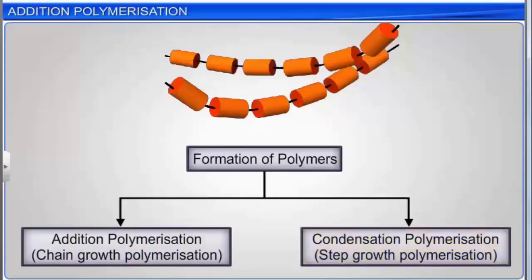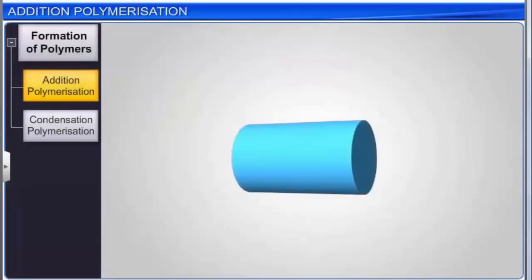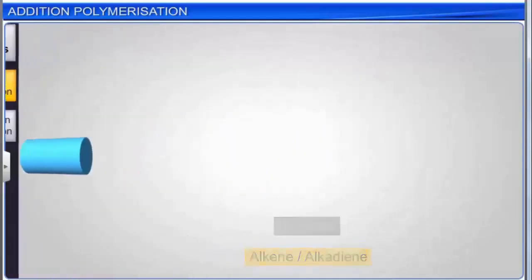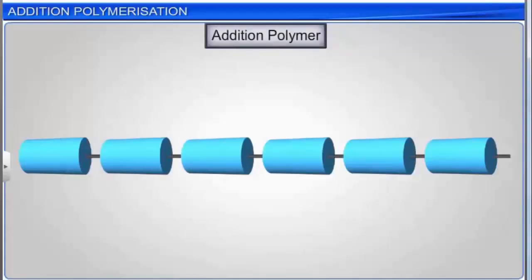Let's learn in detail about addition polymerization. In addition polymerization, the molecules of a monomer, such as an alkene or an alkadiene, add together to form a polymer. The polymer so formed is called an addition polymer.